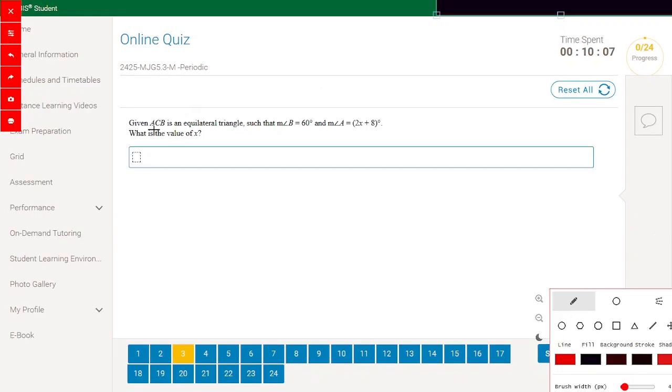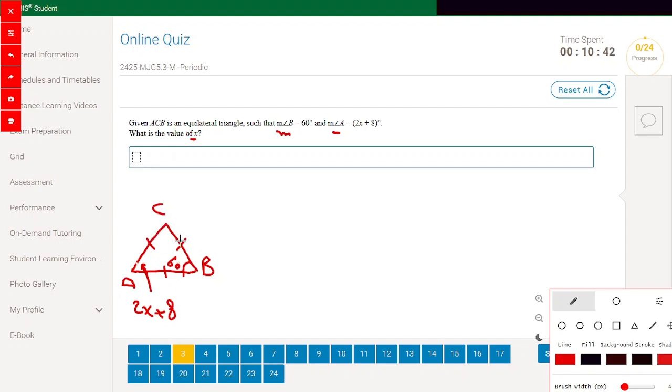Given ACB is an equilateral triangle. Equilateral triangle means I have ACB, an equilateral triangle, that all the sides are equal. Here it is saying such that measurement of angle B equals 60. Okay. And measurement of angle A is 2x plus 8. What is the value of x?